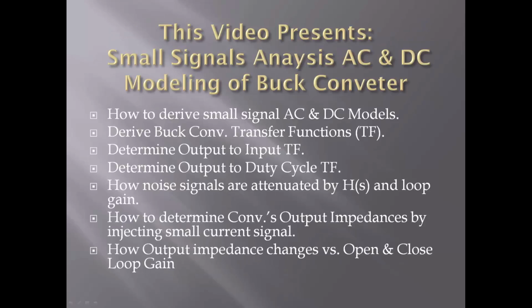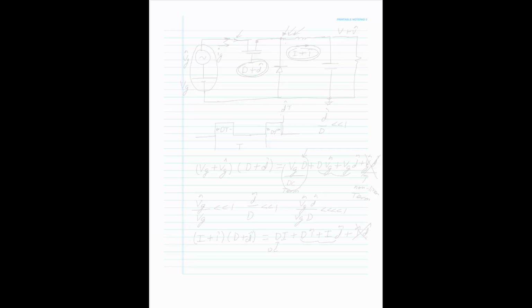How do you determine the loop stability, the phase and gain, and how do you get an injection like a load current into the output, sinusoidal? What does the output impedance do over the loop gain? And so we want to begin with how do we get an AC model? And so that's what we're going to do.